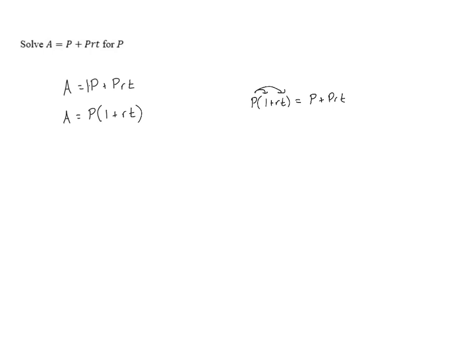And now the last step is to isolate the P. And since P is being multiplied by 1 plus RT, to get rid of that, we have to divide by 1 plus RT. And then that gives us A over 1 plus RT on the left. And on the right, we're just left with P. And so our final answer here is that P is equal to A all over 1 plus RT.